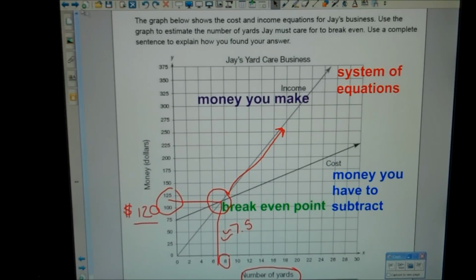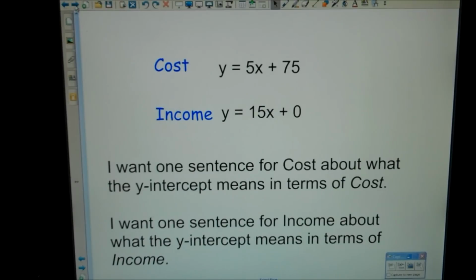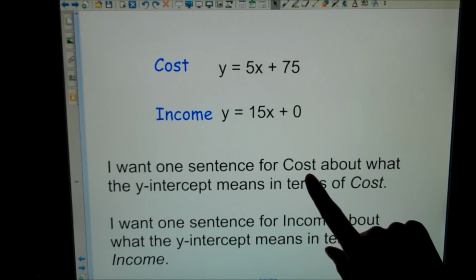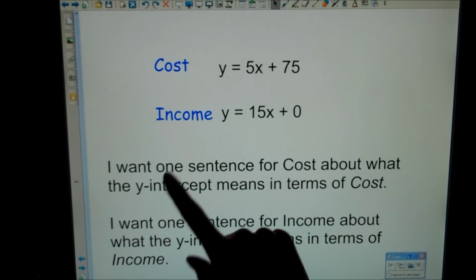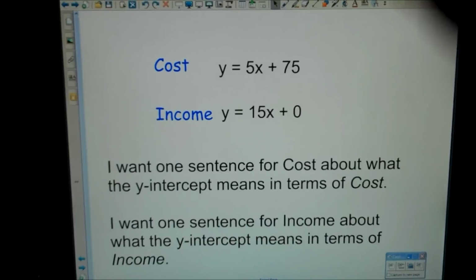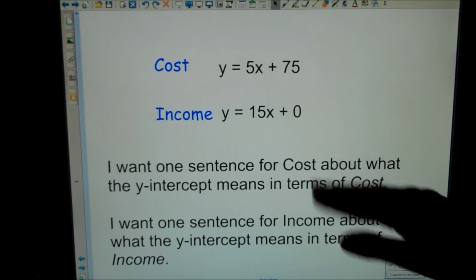Okay? Your last thing that you have to do, it's great that you know those equations, but you need to know what they mean. So when I check your notes tomorrow, this is what I'm going to be looking for. We came up with the two equations. I want one sentence for cost about what the y-intercept means in terms of cost. So go back to that function table. If this is 75, what does that mean on the y-axis?